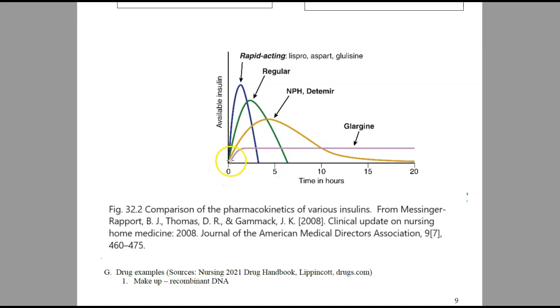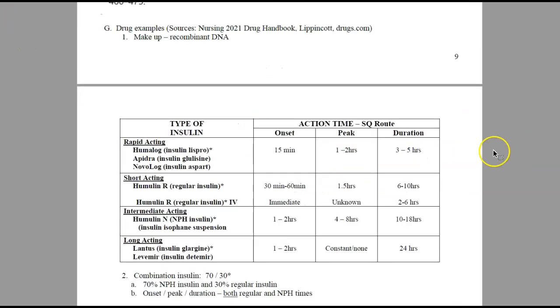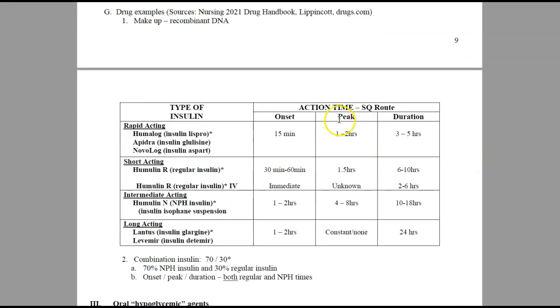So it starts working, and then the peak, it's not too high. But if you look at this, it is at a steady state. It becomes steady, and usually it stays in the system for about 20 to 24 hours. So it is very important to know your onset, peak, and duration of the different types of insulin.